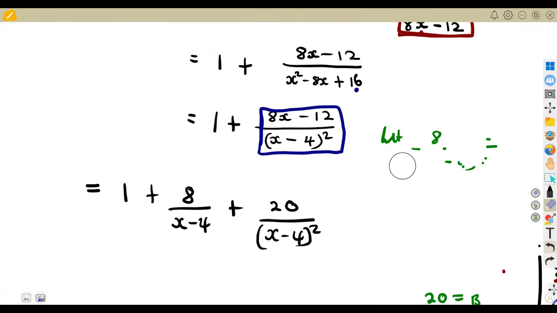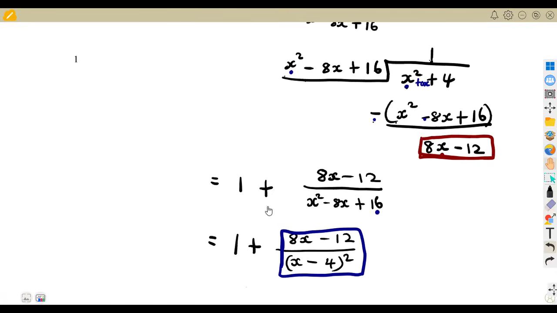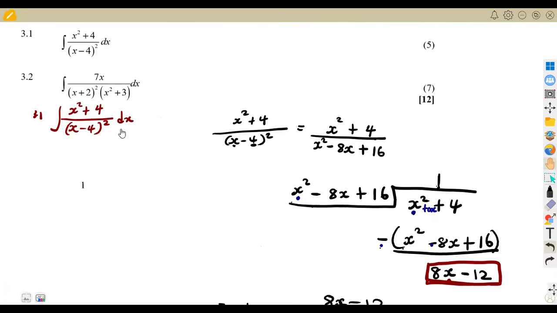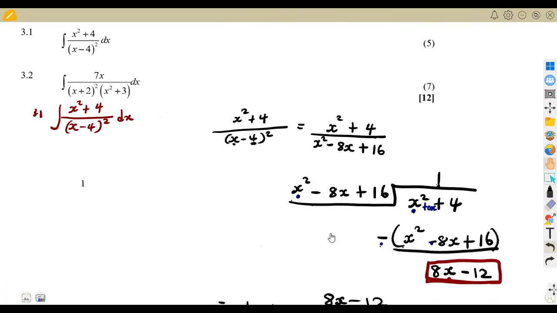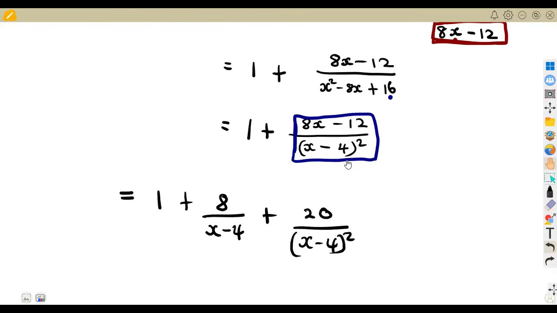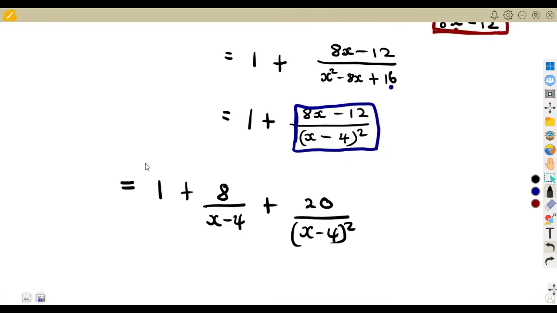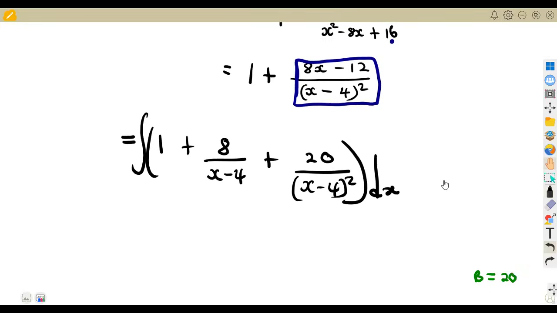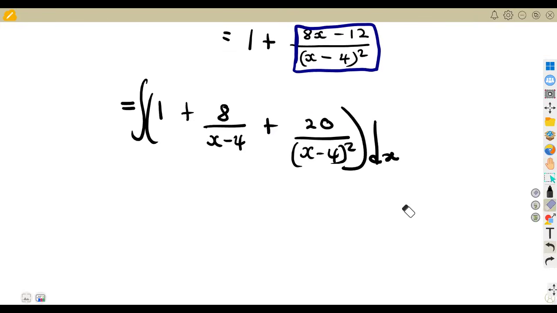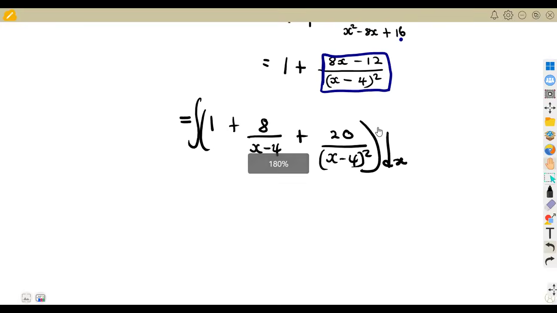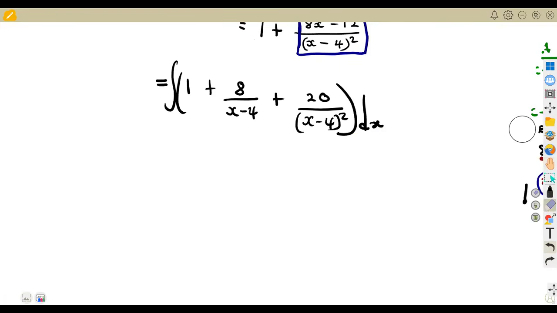So how can we integrate? Because the whole question here is not about partial fractions. The whole question is on integration. We are supposed to integrate with respect to x. So what is going to be our integral if we integrate everything here with respect to x? It means that we are simply integrating each and every term that we are given here with respect to x.